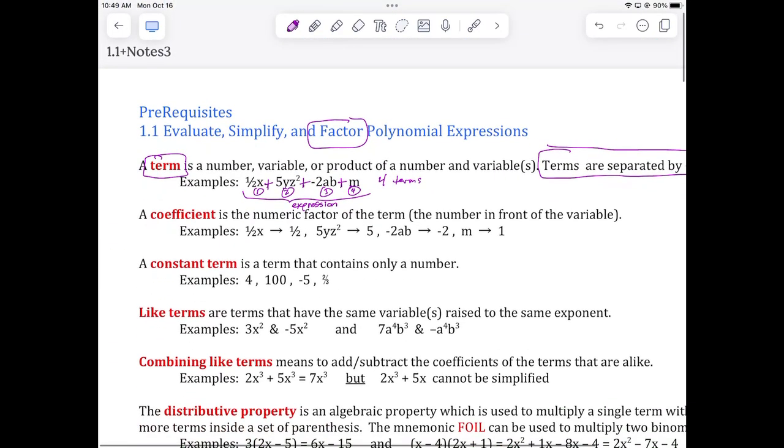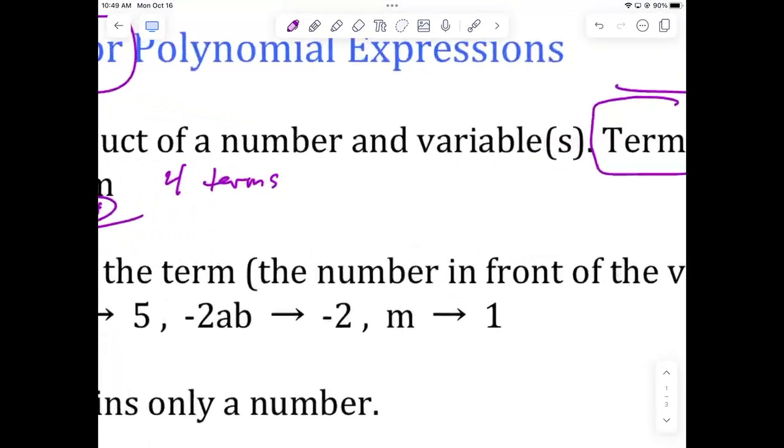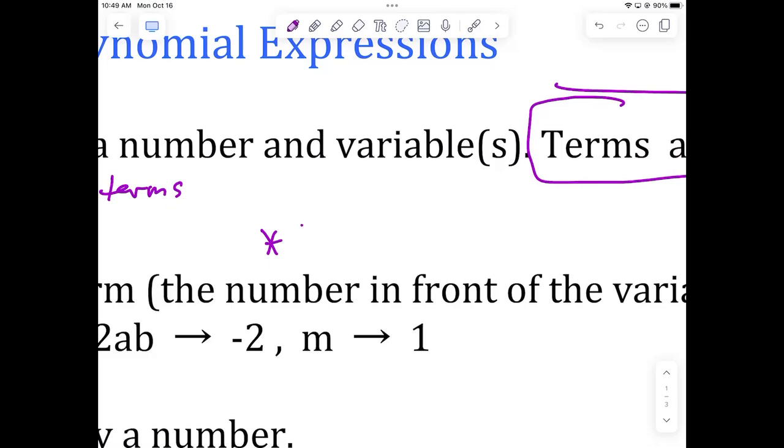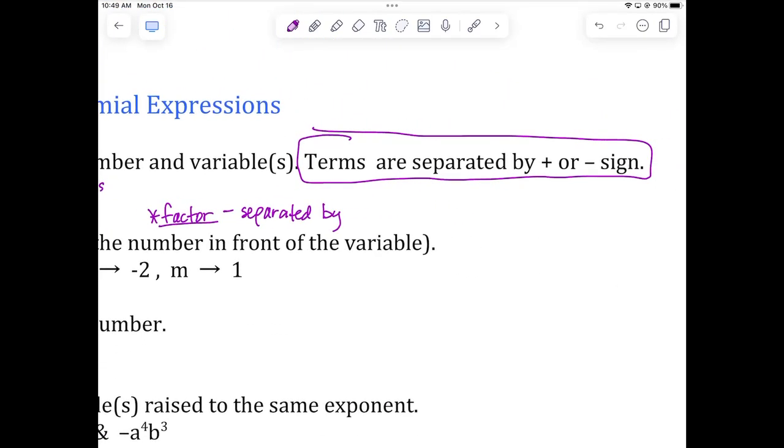A term is separated by what? Plus or minus signs. Let's insert another one here. There's another one that should be in here that's not. A factor. A factor is also a collection of variables, numbers and symbols, but it's separated by, guess what? Not plus or minus signs, but multiplication or division.